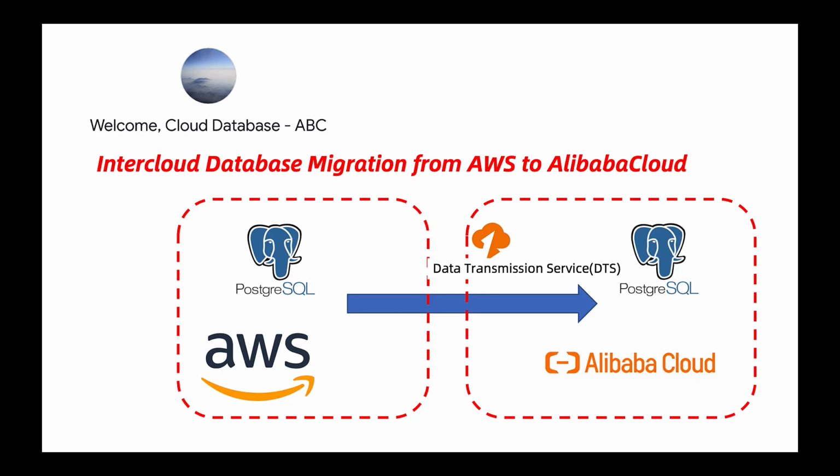Okay, that's all for today. Today we used DTS, the Data Transmission Service provided by Alibaba Cloud, to migrate a PostgreSQL database from AWS to Alibaba Cloud PostgreSQL. Thank you for watching.